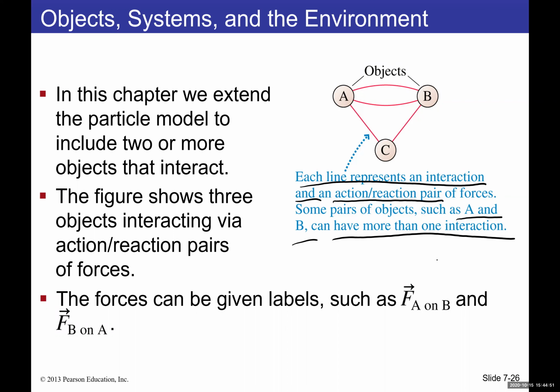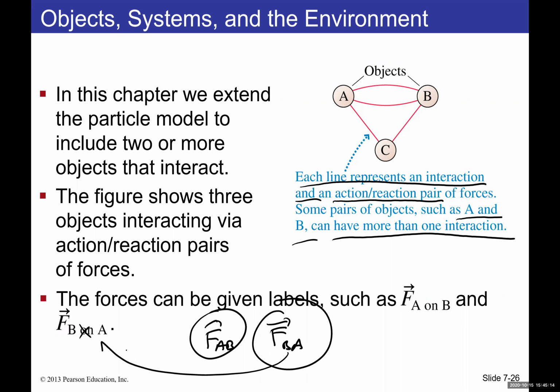All right, so the forces can be given labels such as F A on B or F B on A. Generally, I don't really use the "on." I would just put F AB, like A and B together, which means A on B, and BA means B on A. It's just a little bit shorter to write it like that, but try to understand my notation here. So this will be this guy over here, and this will be that guy over there. So AB means A on B, BA means B on A.